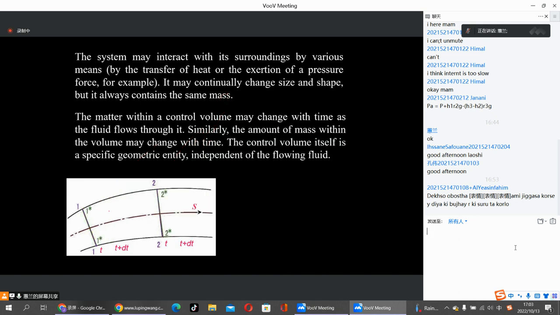And the fluid is going downstream. Definitely some fluid particles inside the control volume 1122 will go out of the control volume. And at the same time, some fluid particles will flow into the control volume through its boundary. For the control volume, the boundary is defined as the control surface. We use CS to denote the boundary of the control volume.